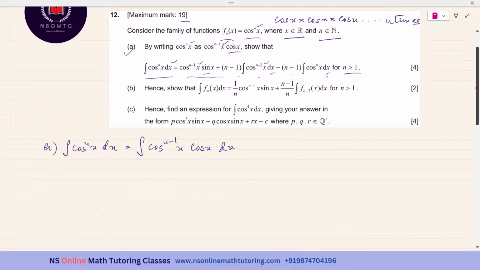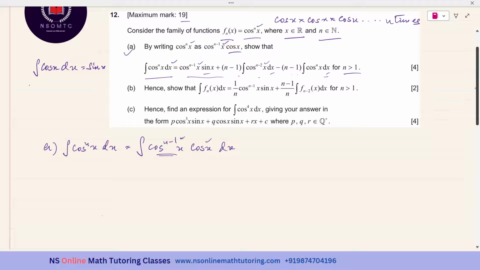Now coming to the by parts method, which one should be our first function? Both of them are trigonometric functions, so we cannot use the ILATE rule. But we know that the integral of cos x with respect to x is sin x. So we can take cos x raised to the power of n minus 1 as u, the first function. It is not that we cannot integrate this part, but since we know the integral of cos x directly, let us keep this for getting integrated and let us take this as the u.